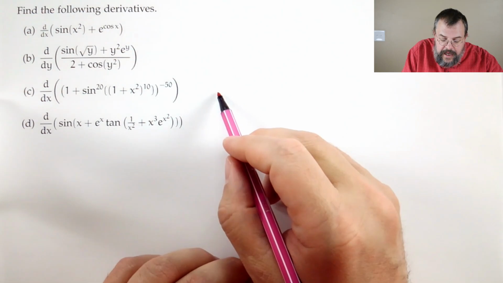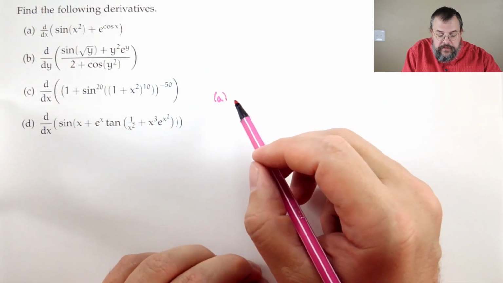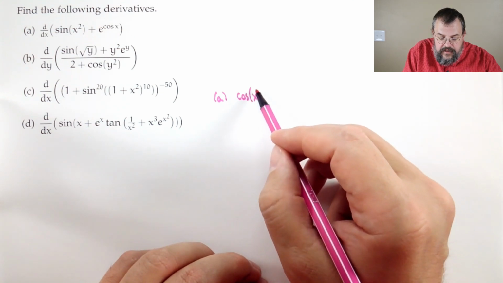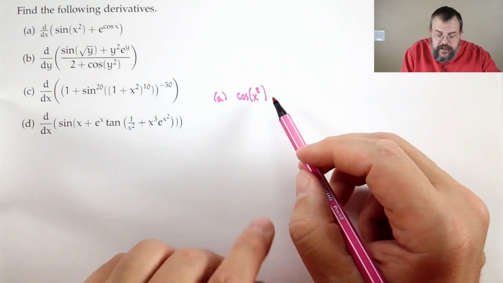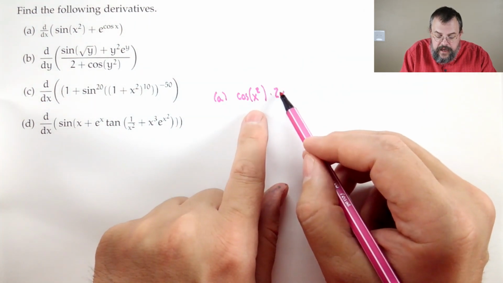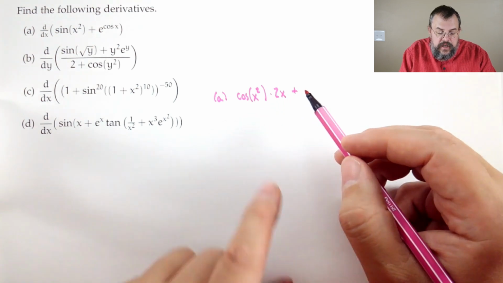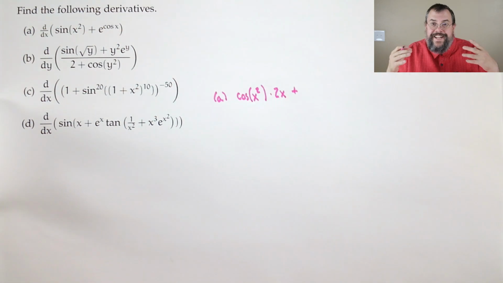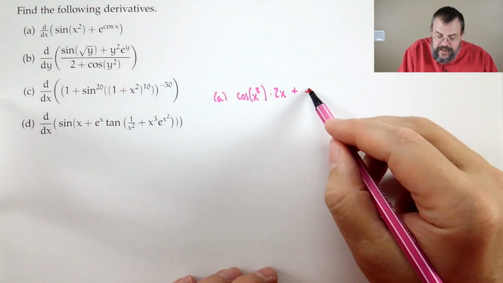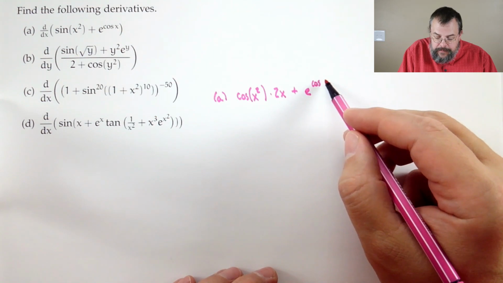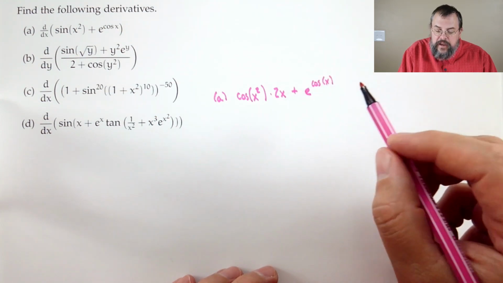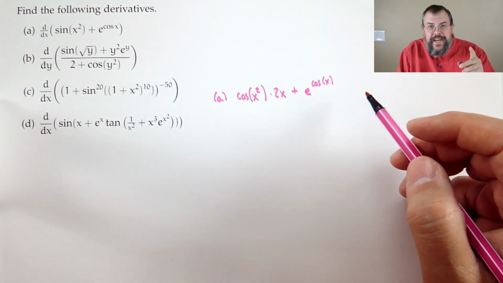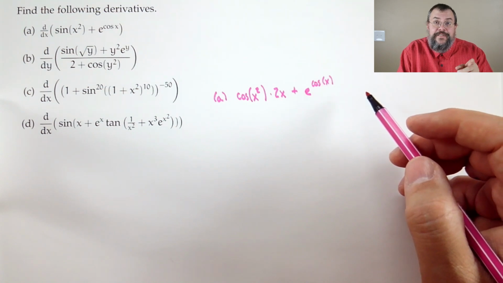Well, for part A, the derivative of sine is cosine. So cosine of the inside stays the same, times the derivative of the inside, so times 2x, plus e to the cosine x. The outside is e to the something, so the derivative of e to the something is e to the same thing. So e to the cosine x stays the same, times the derivative of cosine, and the derivative of cosine is negative sine. Don't forget about the negative sign here.